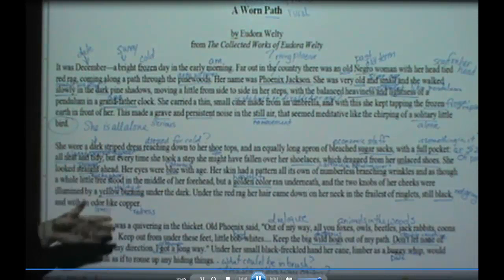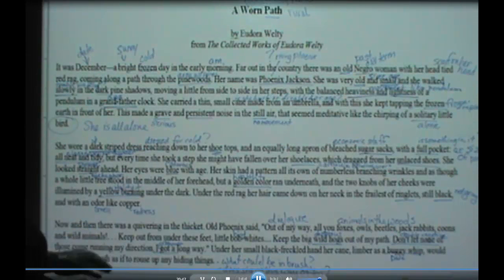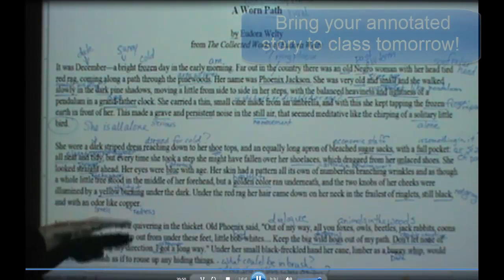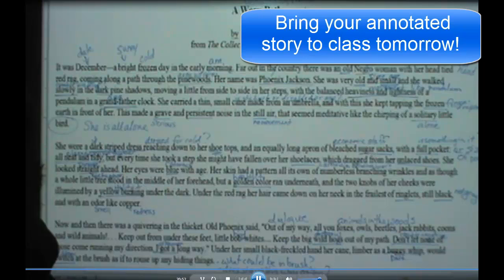Now we've gone through the first three paragraphs of the story. Your job is to continue on through the remaining part of the story and make your notes. I will be checking for those in class tomorrow, and then we will discuss them within our groups. If you have any questions, make sure you come to class ready to go with them.